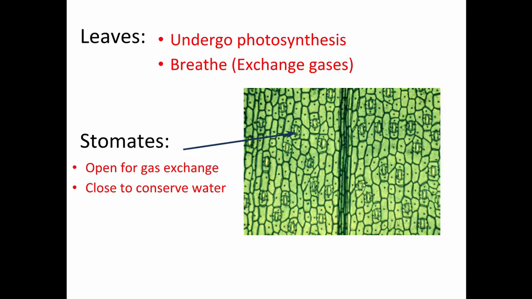But there are other pigments that plants use to capture the sun's energy. Some of them are red, some of them are yellow, some are orange. For example, these leaves on this plant over here, they're kind of purplish in color.